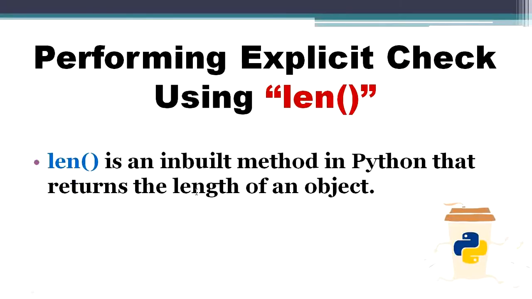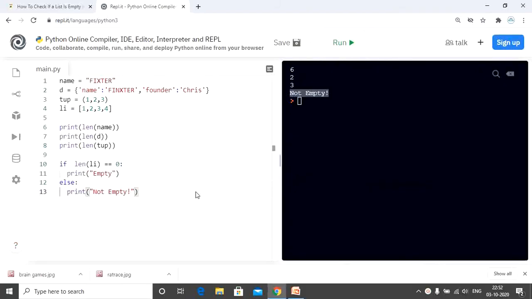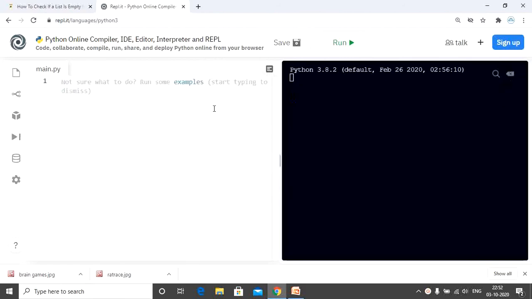Moving on to the next method, we will use a simple workaround with open and closed square brackets, that is an empty list. Sometimes the easiest solutions are closer than we think, but we do not ponder upon them because we think they are too easy to be true. So let us discuss one such solution. We are back to our programming screen. Let's clear our screen, also clear the output screen, and now let's see how we can use an empty list notation to check if the list is empty.